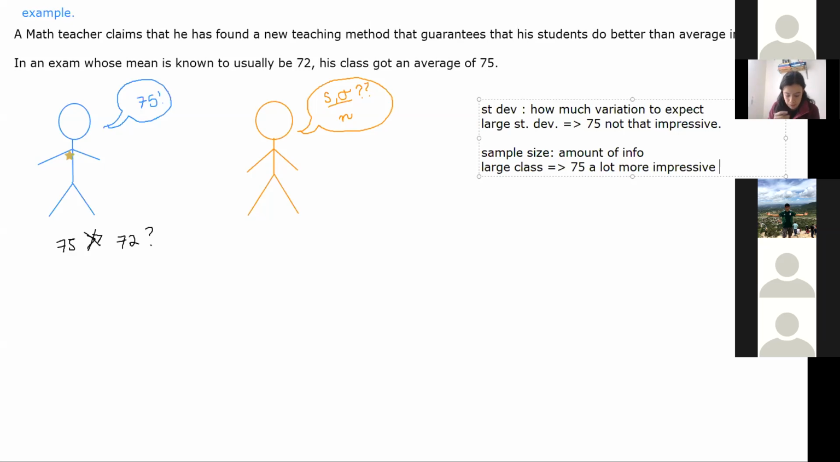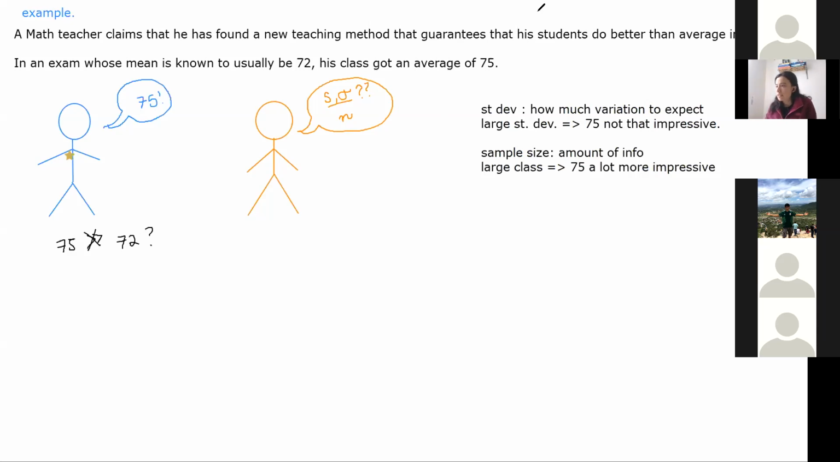All right, so now that we know that we should be asking about the standard deviation and the sample size, he's like, okay, you know what? I don't want to kid anyone. I'm not trying to trick anyone. I just think my method is good. So let's look at the standard deviation and at the sample size for my class.